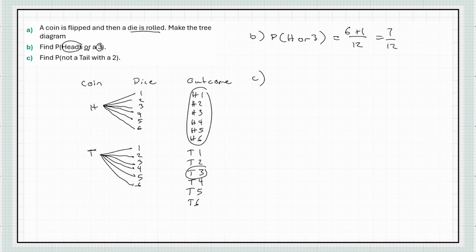And now we have to find the probability of not a tail with a 2. So probability of not tail and 2. Right, so if it's not a tail and a 2, we just don't want this. If we don't want that, everything else is possible. That means that the other 11 out of 12 values, that's the probability. So the probability that we don't get that particular outcome is 11 out of 12.